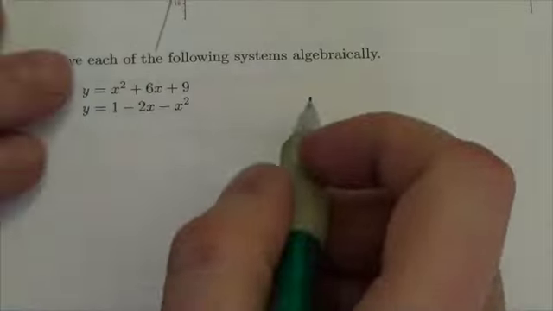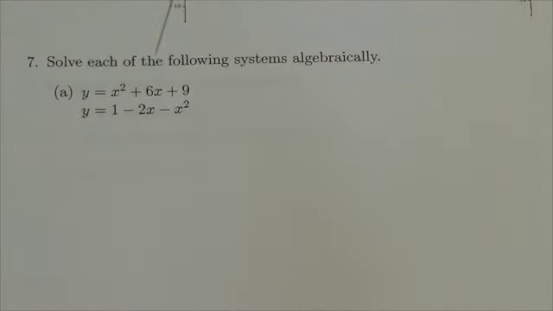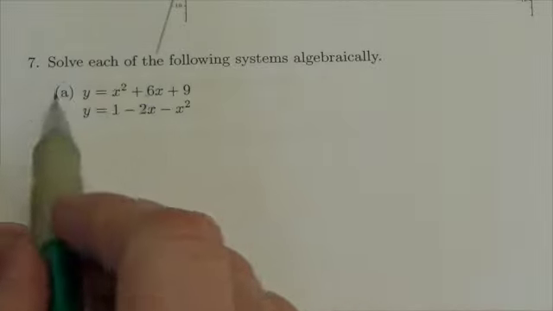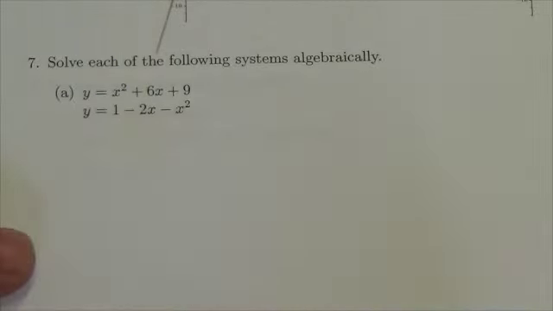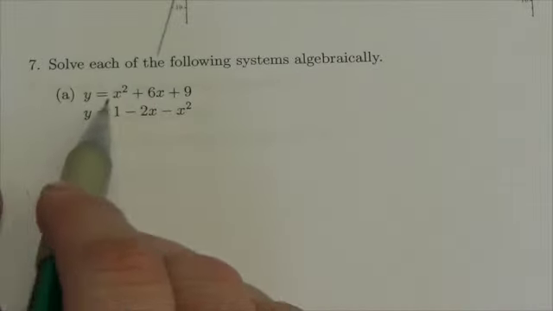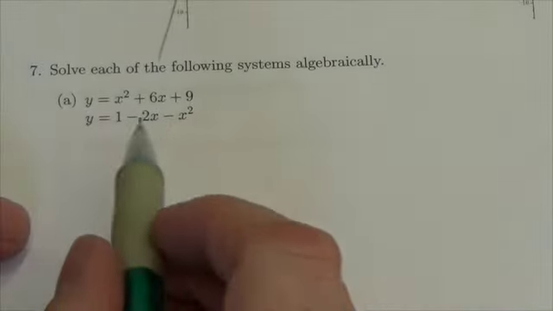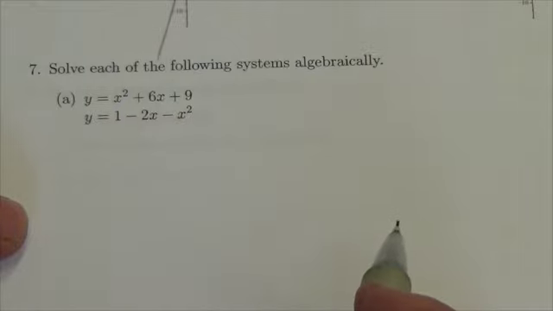Okay, question 7. Solve each of the following systems algebraically. So here we go. In this case, notice that we're looking at a quadratic by quadratic system, and they're both equal to y, which means that we can set them both equal to each other.